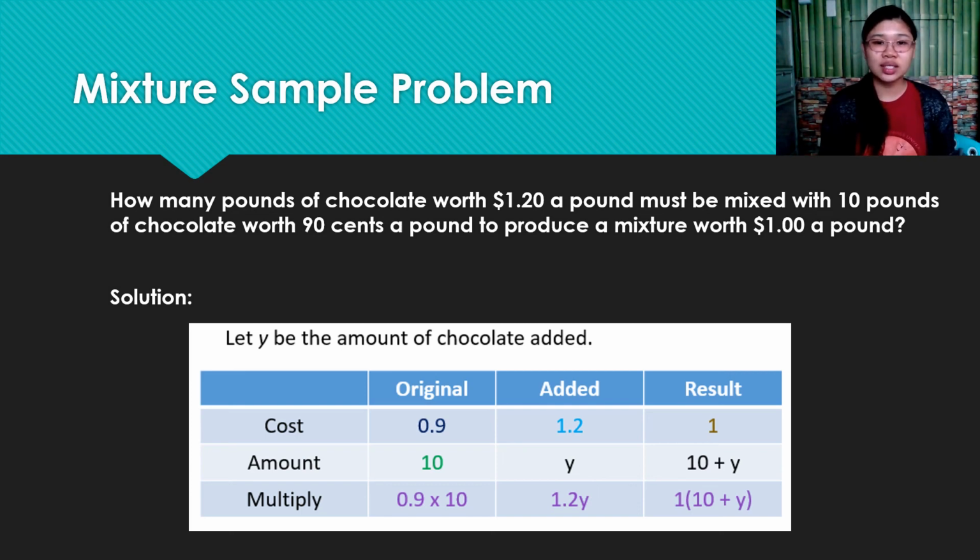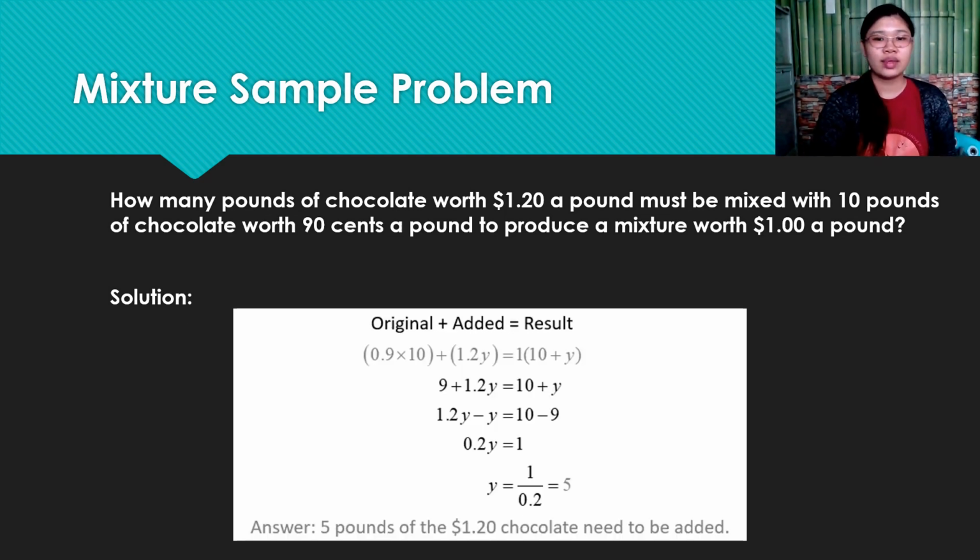So that is why the ideal way of solving mixture problems is to provide tables. So we have here, by multiplying the original, which is 0.9 by 10, that is 9. And then added, we have 1.2y. And then we have here the result, which is 1 multiplied by 10 plus y, or simply 10 plus y. We have here 9 plus 1.2y, which is equal to 10 plus y.